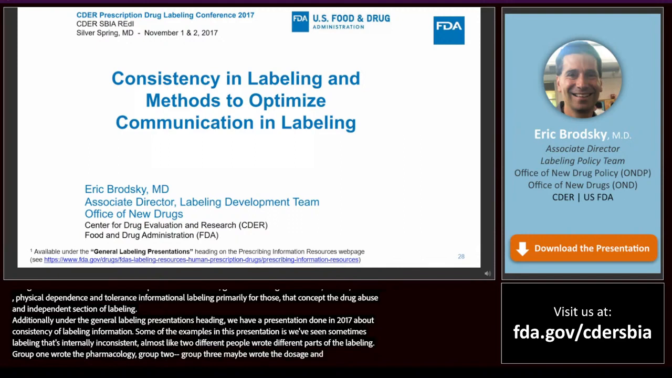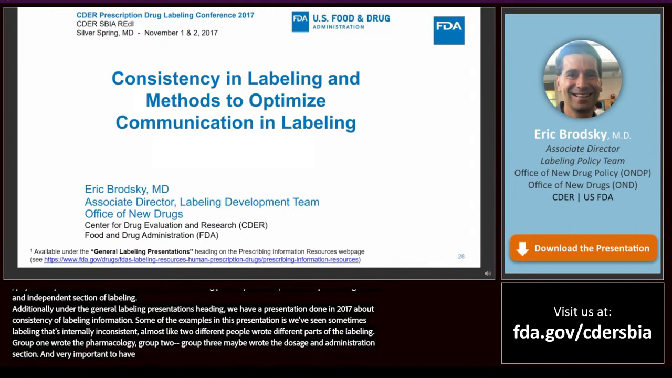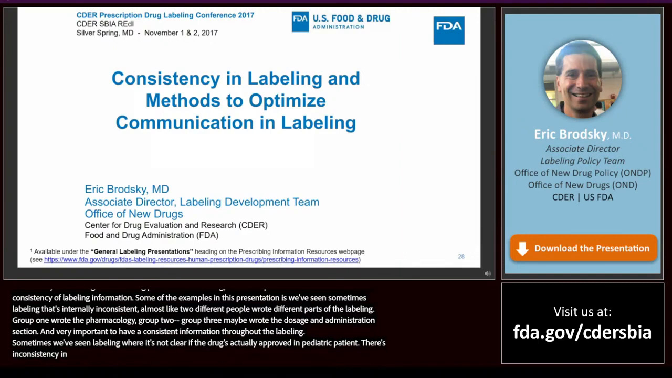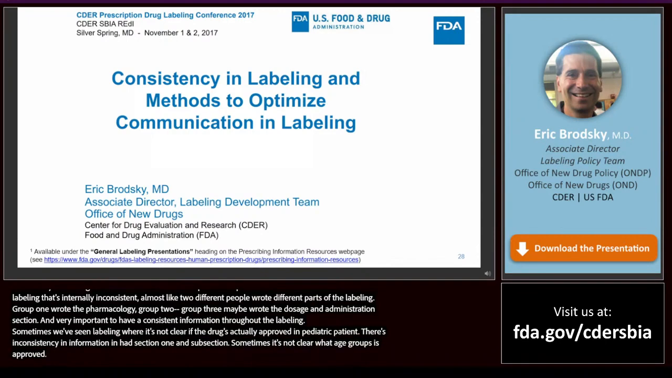And very important to have a consistent information throughout the labeling. Sometimes we've seen labeling where it's not clear if the drug's actually approved in pediatric patients. There's an inconsistency between information in section 1 and subsection 8.4. Sometimes it's not clear what age groups is approved. So this presentation discusses those concepts.